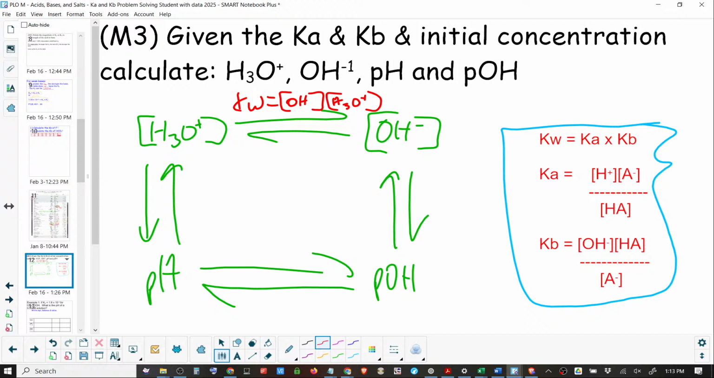Just the pOH, you're missing one of the relationships. And then cleaned up off the floor. But what's the relationship between these two?